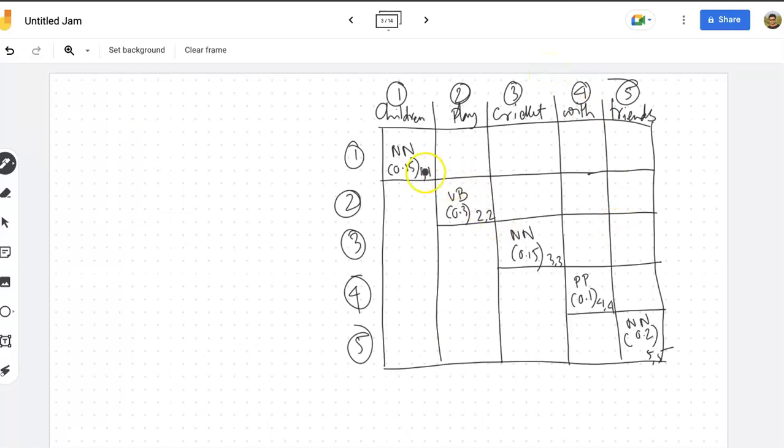Now we move ahead. The next step is to fill up the cells 1,2; 2,3; 3,4; and 4,5. How will I fill this? To fill 1,2, how many different ways can we get to 1,2? It is only one: 1,1 and 2,2.